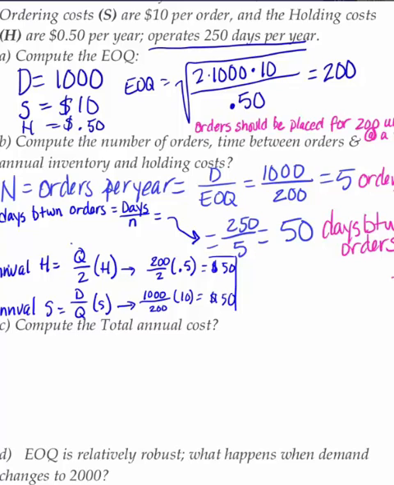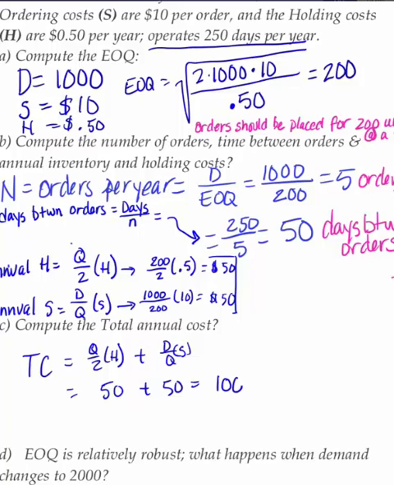Thus, our total annual cost is going to be $100 because total annual cost is the combination of annual holding plus annual shipping cost. So it is Q over 2 times H plus D over Q times S, which is exactly what we just calculated above. So we end up with 50 plus 50 equals 100. And 100 is our total annual cost affiliated with inventory carrying.